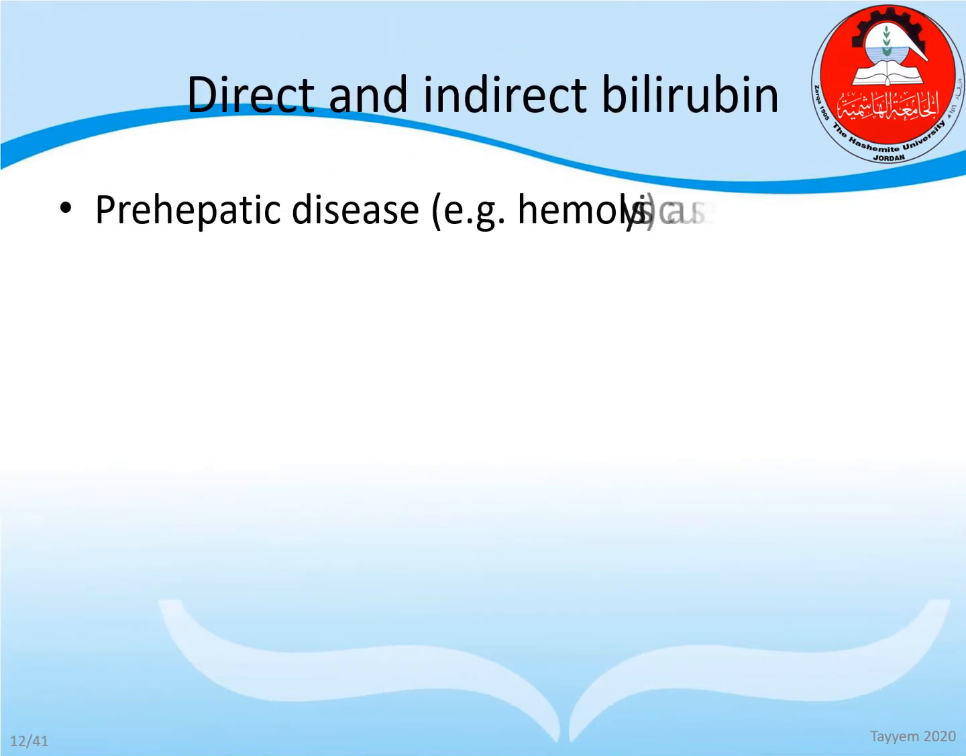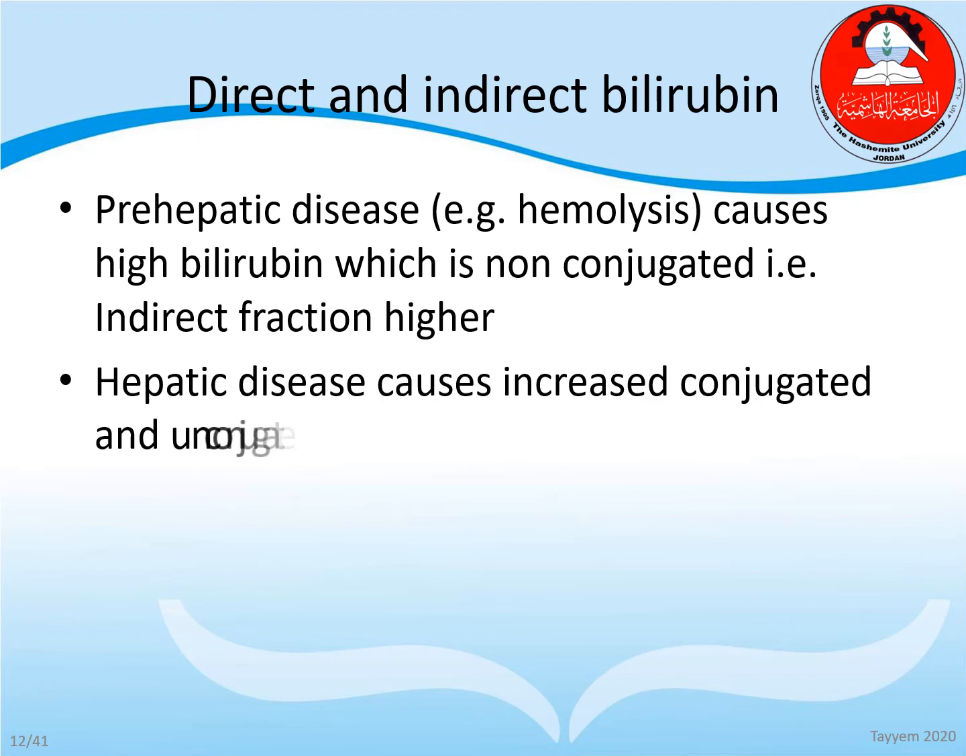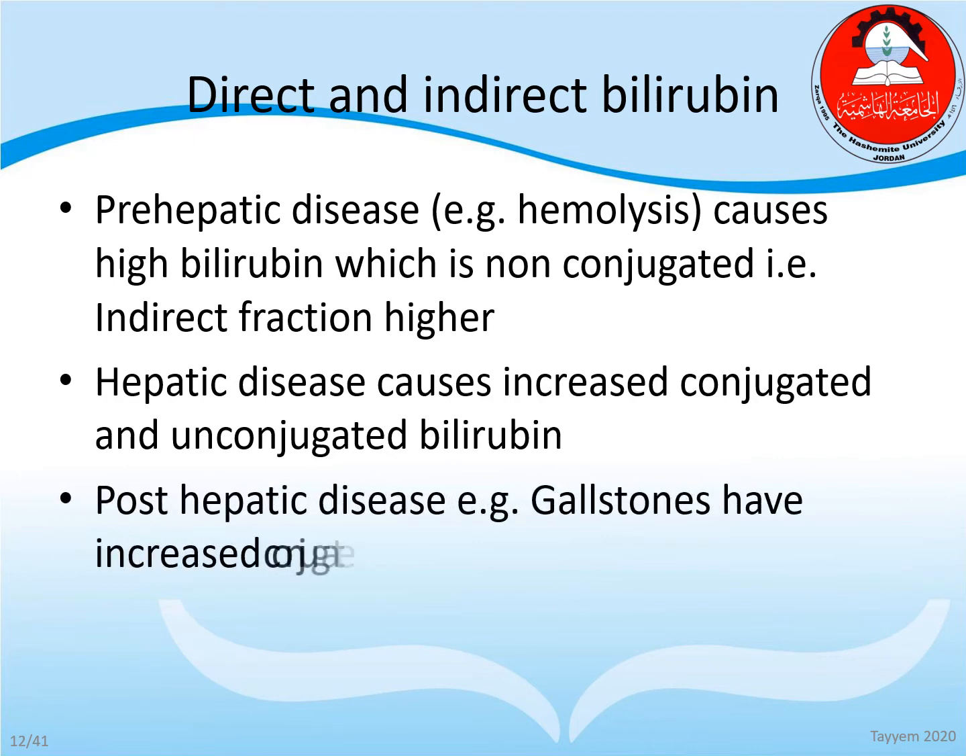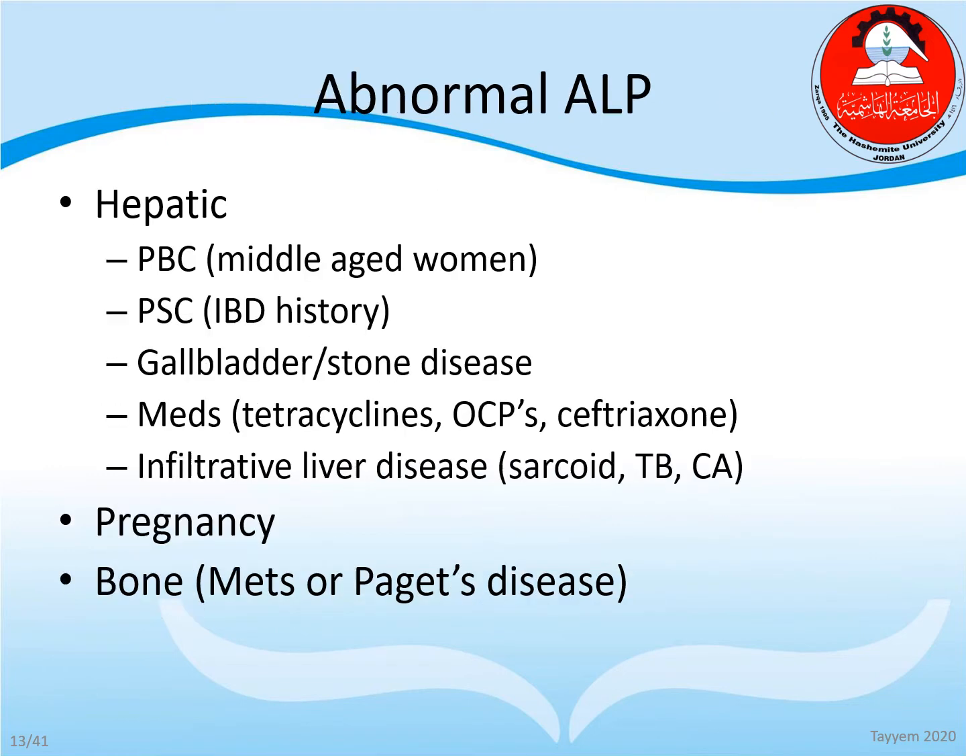Now, just to remind us about the physiology of direct and indirect bilirubin, prehepatic disease such as hemolysis causes high bilirubin, where the non-conjugated or indirect fraction is higher. Hepatic disease can increase both the direct and indirect types of bilirubin, and posthepatic usually is conjugated or the direct type of bilirubin, and that will cause dark urine and pale stool.